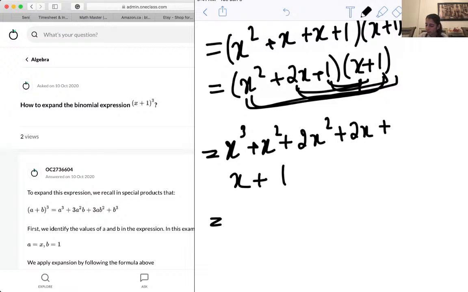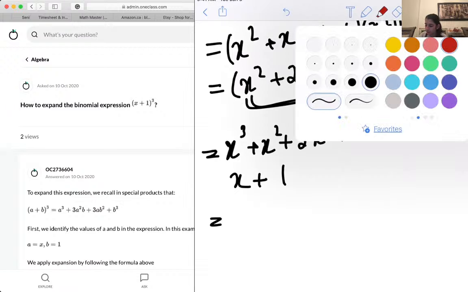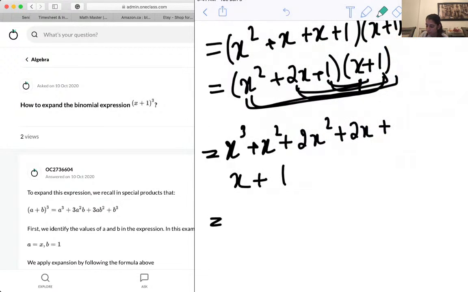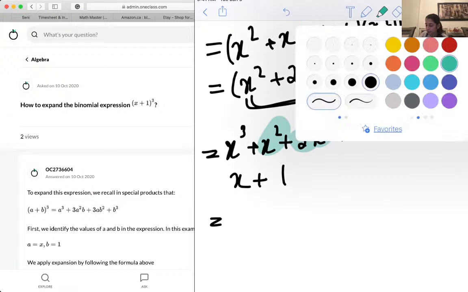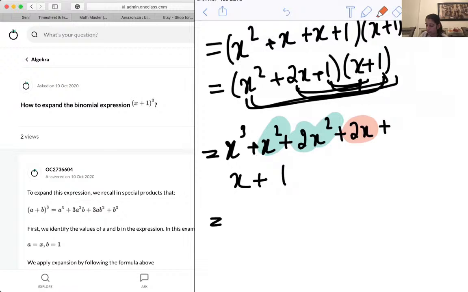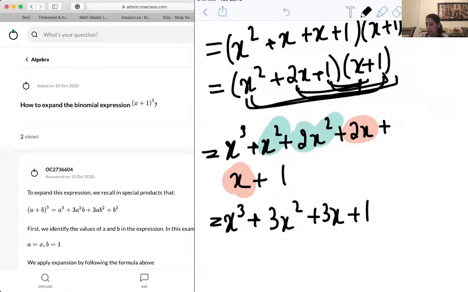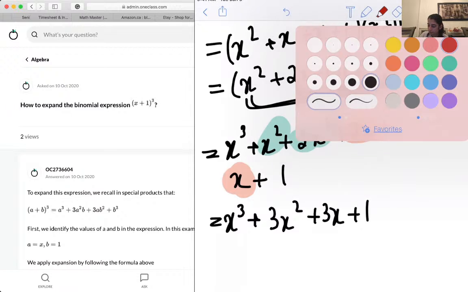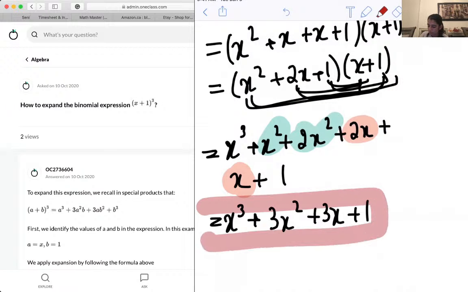Now we're just going to group all of the like terms together. So our x squares, our x's, so x cubed plus 3x squared plus 3x plus 1. That is our final answer. Right there.